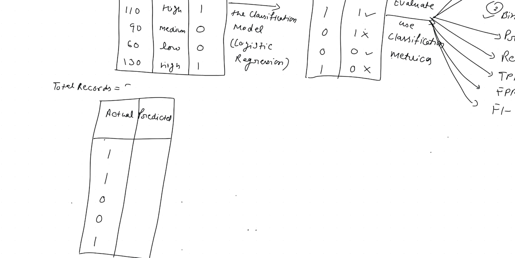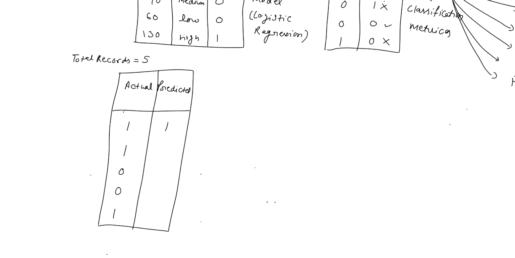Okay. So it is predicted. This is correct. Let me check. Okay. 1, 1, 0, 0. Okay. So this is our model output.